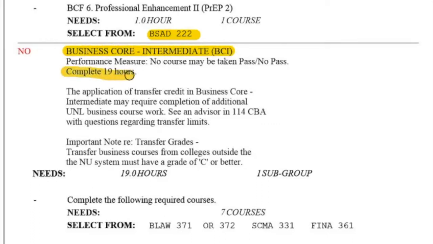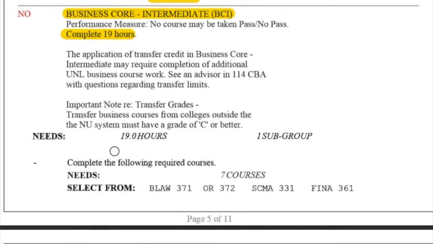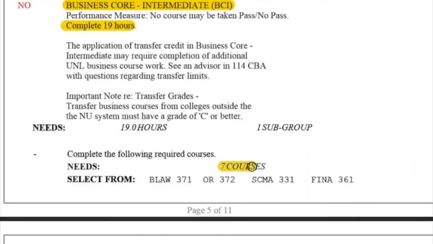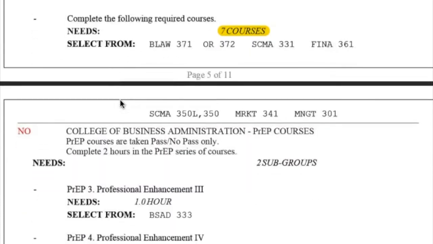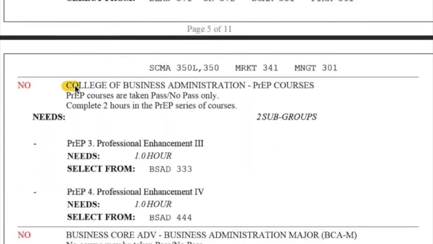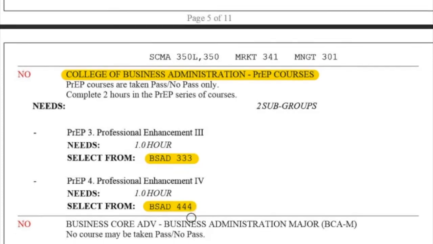Underneath the Business Core Foundation category, you will find the Business Core Intermediate category. Here you will see that there are 19 credit hours that you are required to pass in order to complete this section of your degree audit. Below the BCI requirements, you will find the remaining 2 prep courses, which are BSAD 333 and BSAD 444, which are the remaining courses within the Professional Enhancement Program.